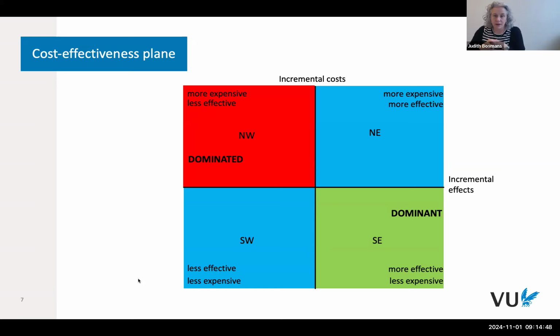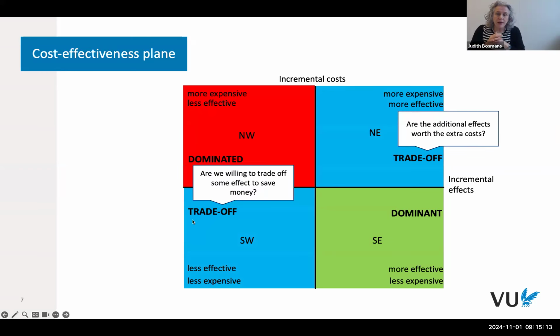In the 2 blue quadrants, the decision is a bit more difficult, because in that case, in the northeast quadrant, your new intervention is more expensive and more effective than the standard of care. And in the southwest quadrant, the new intervention is less effective and less expensive than the standard of care. So in these 2 situations, we need to make some kind of a trade-off. In the northeast quadrant, we have to decide, are we willing to pay so much money extra to gain 1 unit of effect? And in the southwest quadrant, it's the other way around.